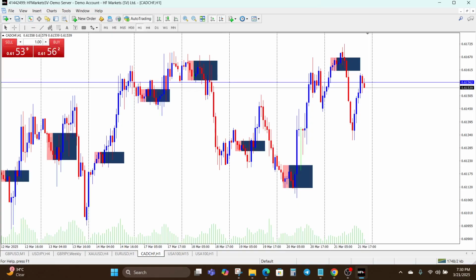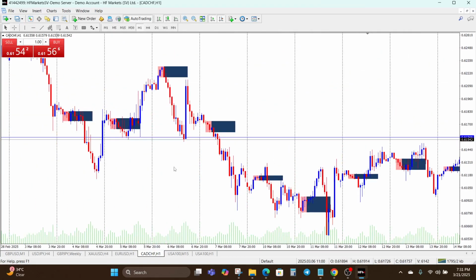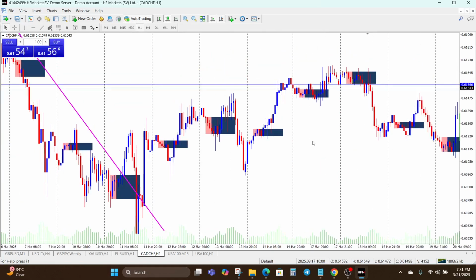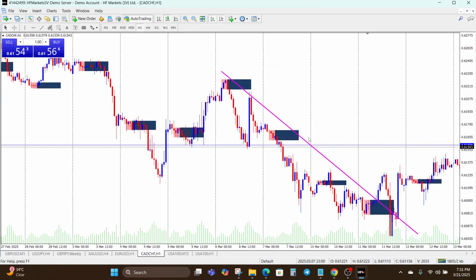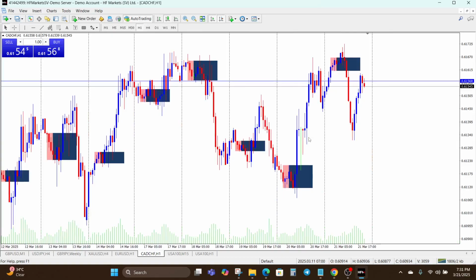Now, let us talk about how to actually use this indicator to take trades. The first strategy is trend confirmation breakout. First of all, you have to identify the market trend, whether it is trending downwards or upwards. You should identify the prevailing market trend. After identifying it, you wait for price to break out of the box and close in the direction of the trend.